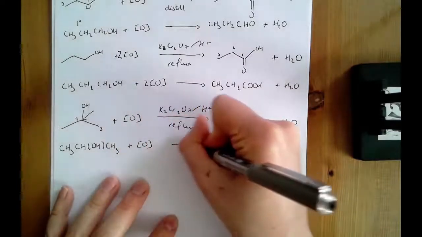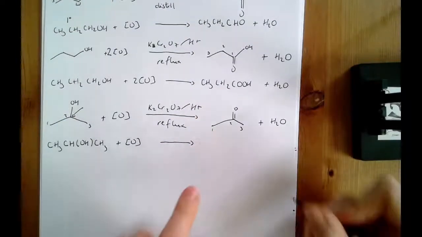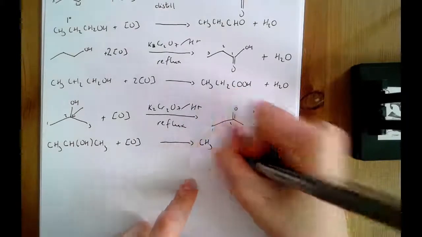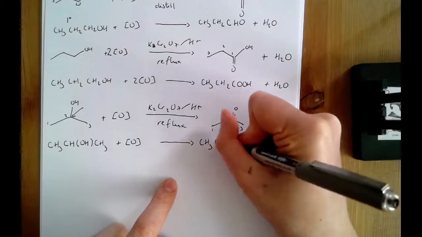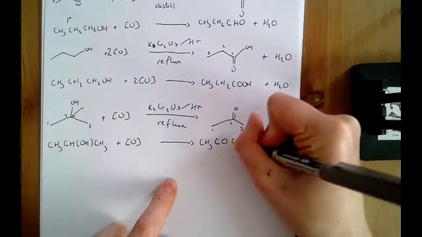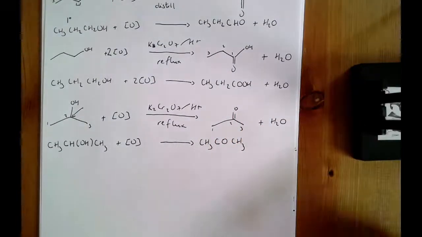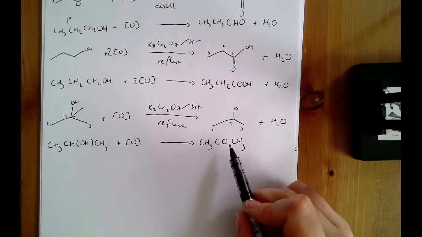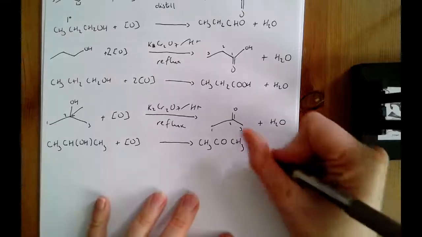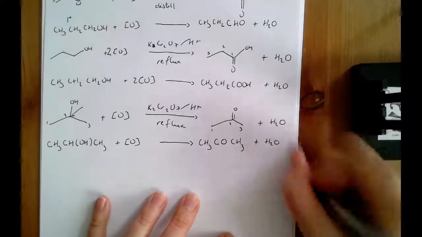Then I oxidize it using the same reagent, and then to show my ketone, it's CH3. Now instead of being CHOH, it's just going to be CO, and then at the end, I've got CH3. Again, you could put that O in a bracket if you wanted to, but typically a ketone is just represented like this. You've got a CO, then CH3, and then you've got H2O.